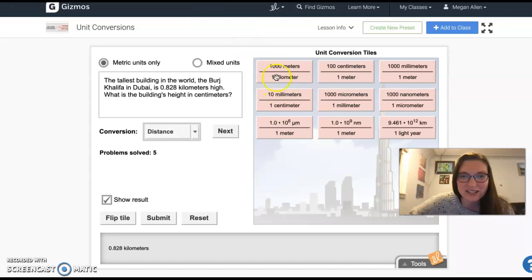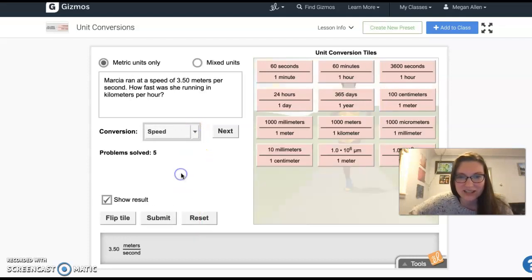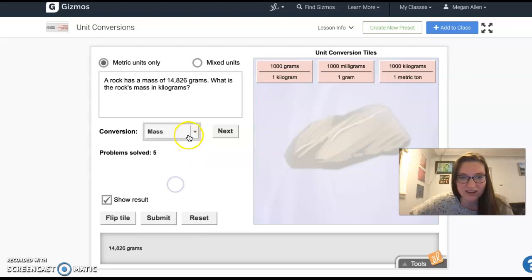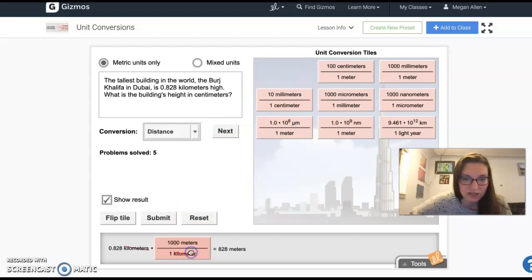So what you have here are your conversion tiles. Here's the problem. You can pick different kinds of conversion problems to do, and it's all the same kind of format. The way that you're going to do this is you read the problem. We have kilometers here, and we want to find the Burj Khalifa's height in centimeters. So I'm going to grab whichever block I think is going to work for me, and I'm going to bring it down here.